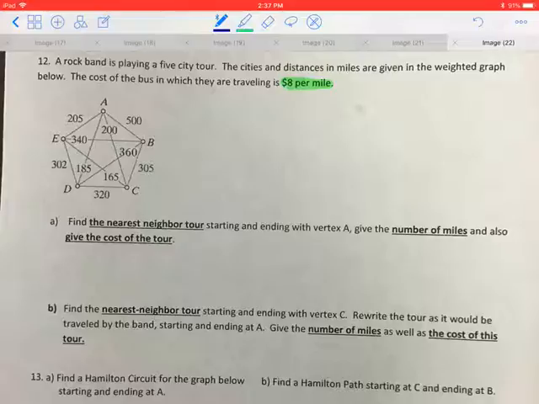We want to use the nearest neighbor tour starting and ending at vertex A. We want to give the number of miles and the cost of the tour.